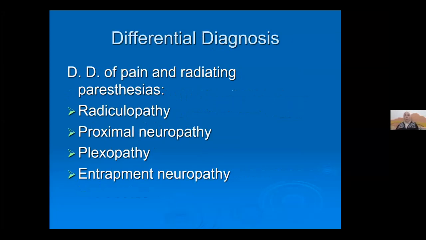Differential diagnosis of pain and radiating paresthesia. As we said, the pain and the radiating paresthesias are the hallmark in the clinical diagnosis. So number one is radiculopathy, but the same can occur due to proximal neuropathy, plexopathy, and entrapment neuropathy. And this is the challenge of the electrodiagnosis.